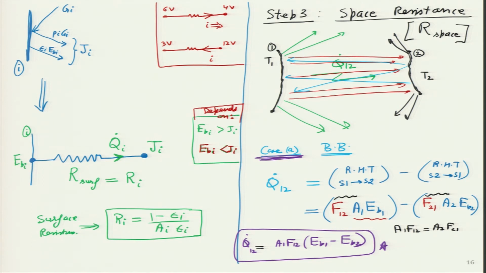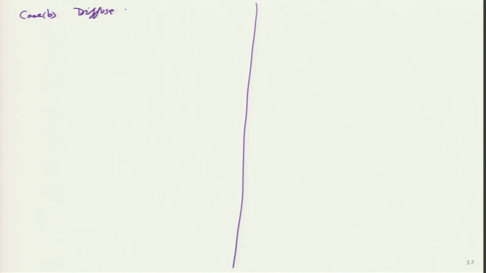Now we want to calculate for case B, where the same diagram is there, two surfaces very far apart from one another. There is some orientation over here, some orientation over here, and they need not be smooth. Maybe this is also rough, this is also rough. The only thing which is important is that all throughout surface 1, every single point is at the same temperature T1. It is a diffuse emitter, diffuse absorber, and it is a gray body. So these are the only assumptions which are important. So with that assumption, let us go to case B, where all the bodies are diffuse and gray.